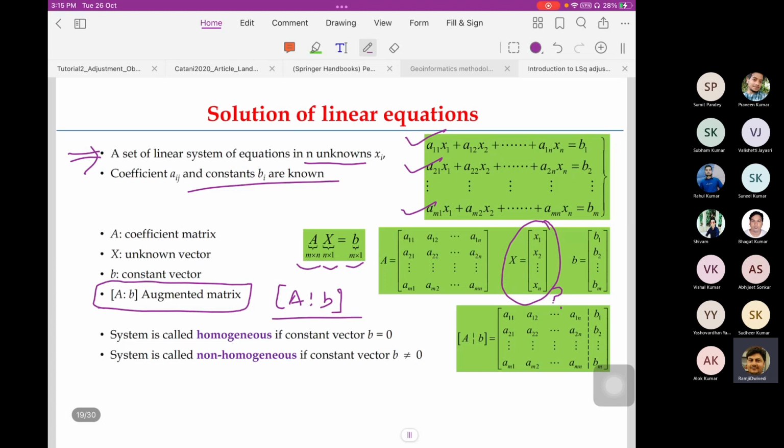What is the role of the augmented matrix? It helps us in identifying or segregating the system of equations into certain other subcomponents to form our solution. The system is called homogeneous if the constant vector b is 0, and non-homogeneous if the constant vector b is not equal to 0. Obviously, these are the same rules which we have done in your BTech.